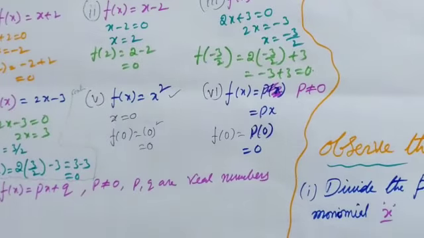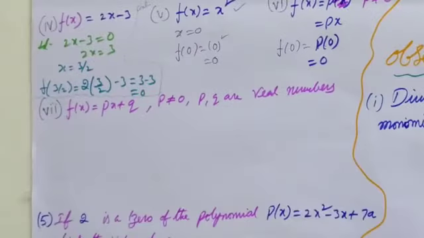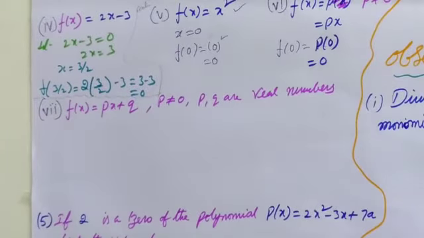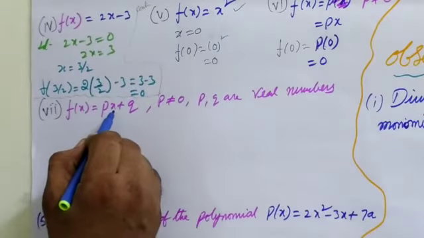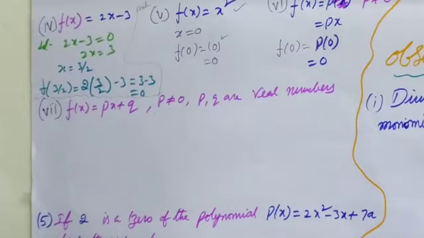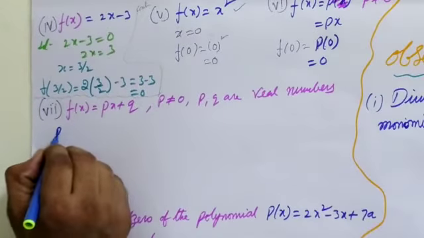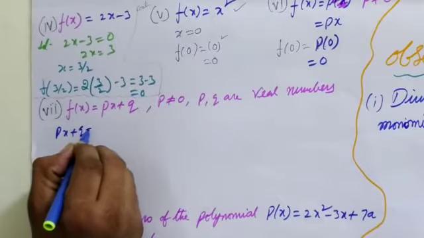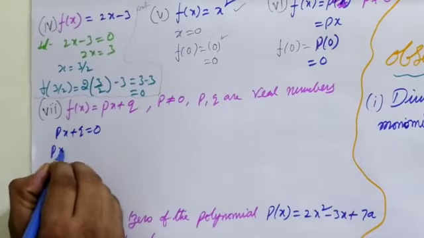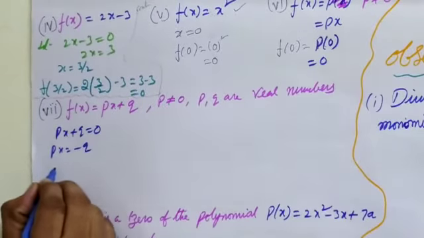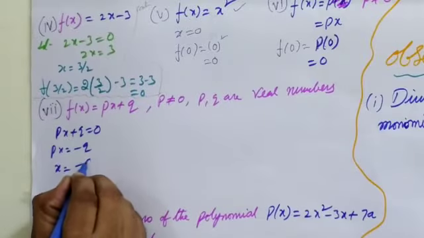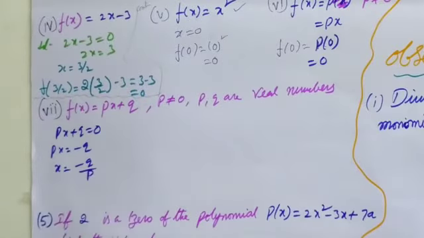Go to 7. f of x is equal to px plus q. Then find the zero. The polynomial is equal to 0, therefore px plus q is equal to 0. Then px is equal to minus q. Therefore x is equal to minus q by p.